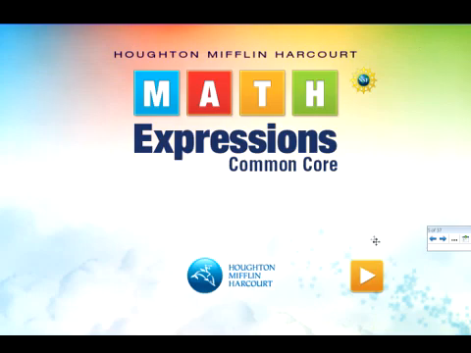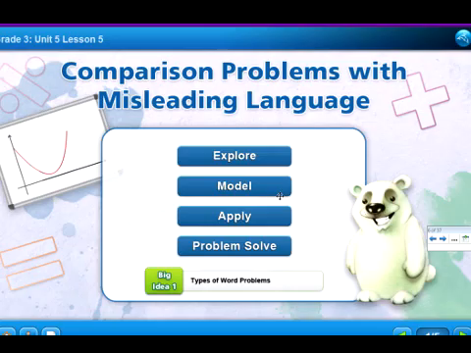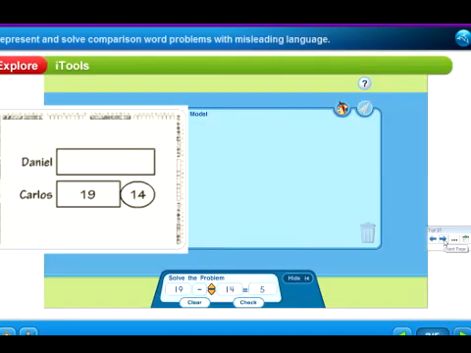Let's move on to our lesson today, math expressions. We're going to be exploring, modeling, applying, and problem solving, of course. This first question is actually a puzzled penguin equation. So we're going to look at the puzzled penguin problem, and I've got a graphic of it right here. We have Daniel and Carlos. Let me read the question for you, because Puzzled Penguin sometimes gets his answers a little mixed up. Let's see what he did.